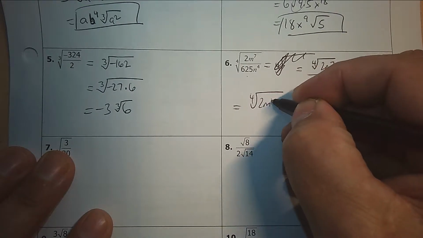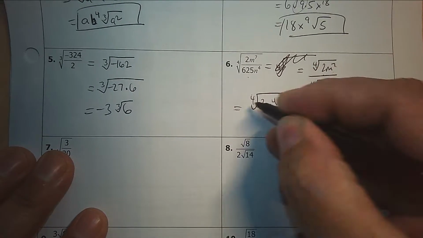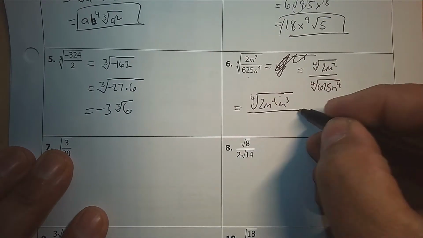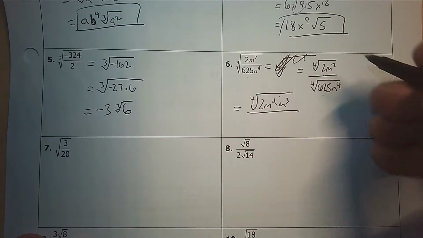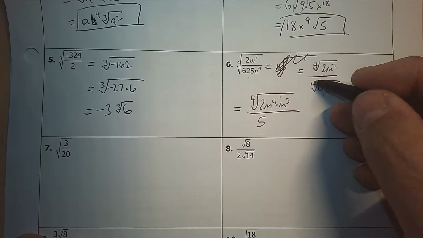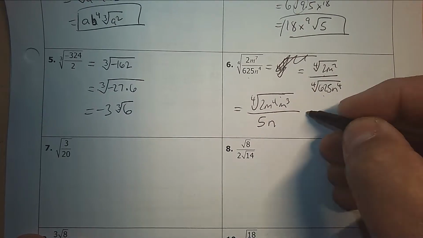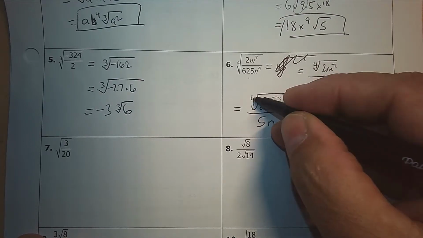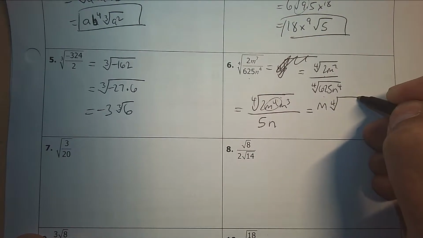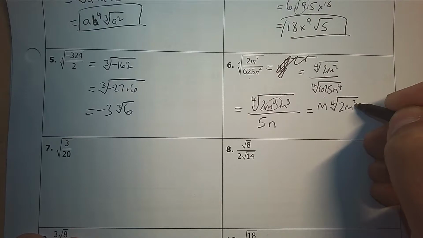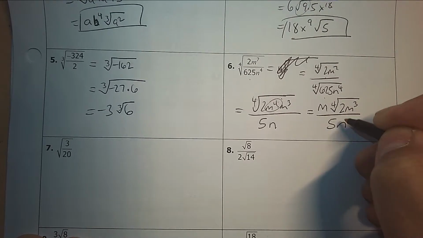So 4 and 3, because 4 goes into 4 evenly. The denominator, the fourth root of 625, is there a number 4 times itself? Yes. That number is 5. And 4 goes into 4 once, so that's just 5n. Here, 4 goes into 4 once, so there's one m in front. And then the fourth root of 2 and m cubed is left behind with a 5n underneath.